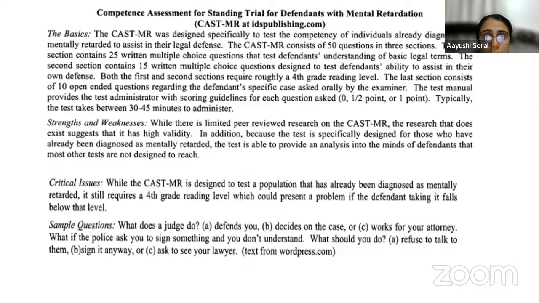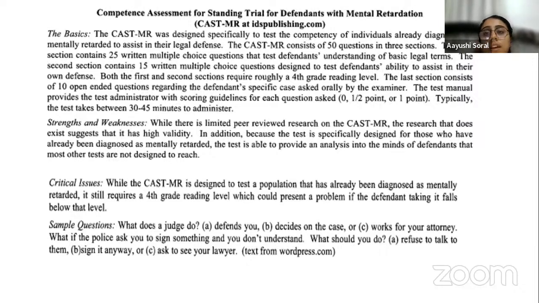I was not able to find so much data on that. So yes, there is very limited peer-reviewed research on CAST-MR. The research that does exist suggests that it has high validity. In addition, because the test is specifically designed for those who have already been diagnosed as MR, mentally retarded, the test is able to provide an analysis into the minds of defendants that most other tests are not designed to reach.